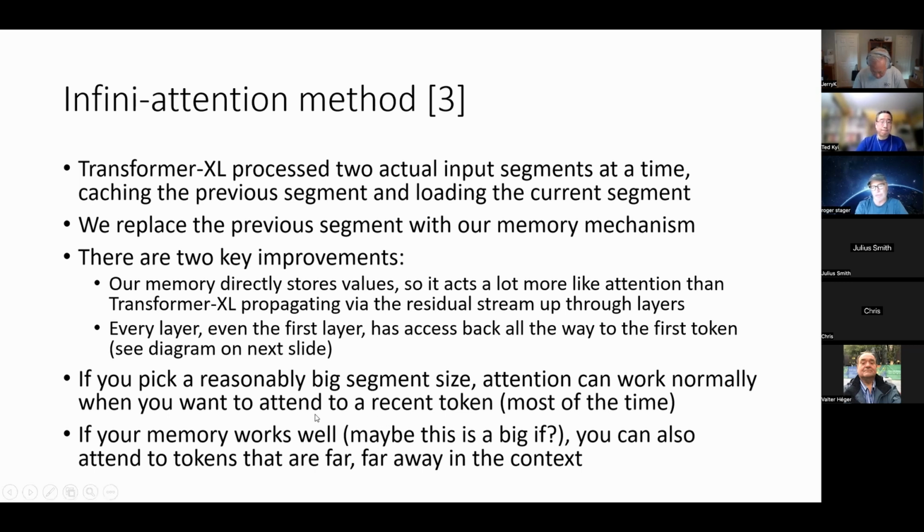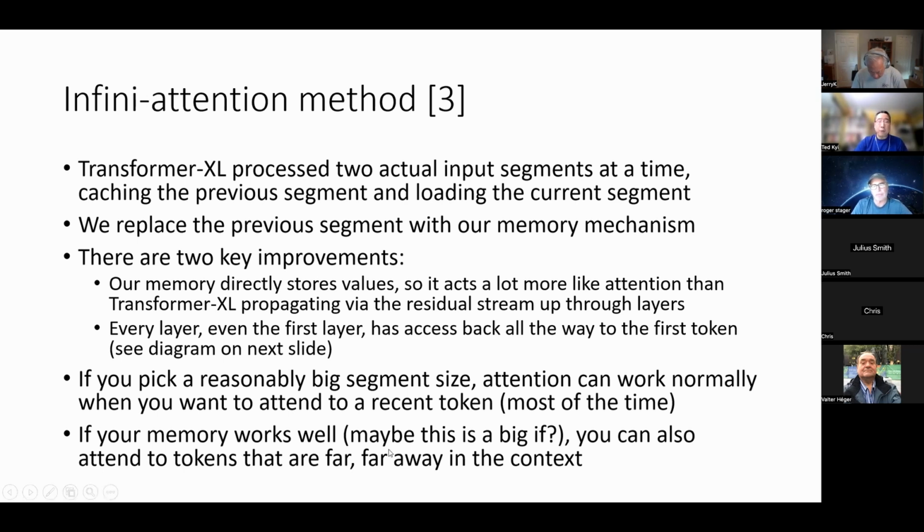So the idea here is if you pick a reasonably big segment size, okay, I've been saying 8,000, you probably want something a little bigger than that if you can afford the compute. The bigger you pick, the more the compute. But if you pick reasonably big, then attention's going to work normally most of the time. For stuff like when you say he or it, you're referring to something that came within the last like 50 tokens, not even like 8,000, right?